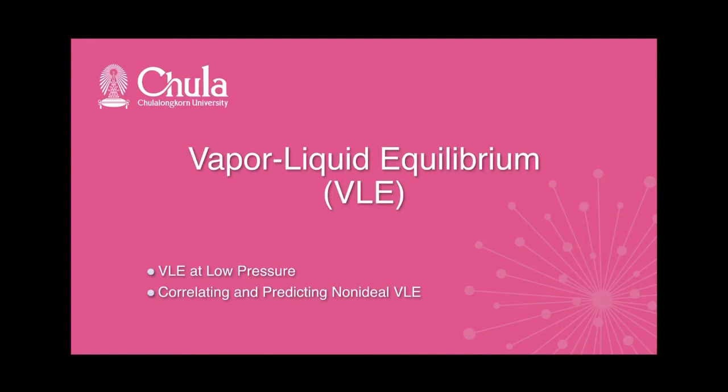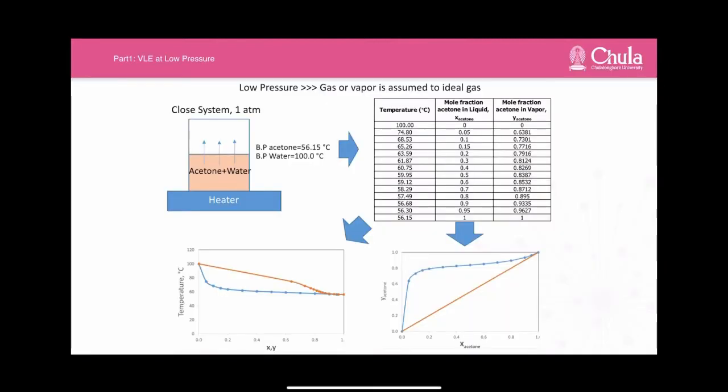In this section, we will consider vapor-liquid equilibrium. You know that these data are important for the design of several separation techniques. For example, distillation column, which is a very old but powerful technique to separate or purify our chemicals.